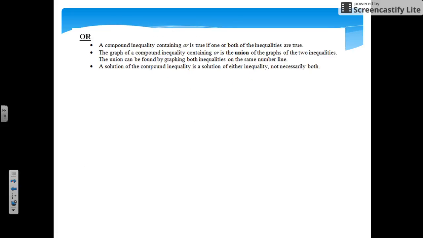Okay, so now we are going to move to the or statements. A compound inequality containing or is true if one or both of the inequalities are true. The graph of a compound inequality containing or is the union of graphs of the two inequalities. The union can be found by graphing both inequalities on the same number line. A solution of the compound inequality is a solution of either inequality, not necessarily both.